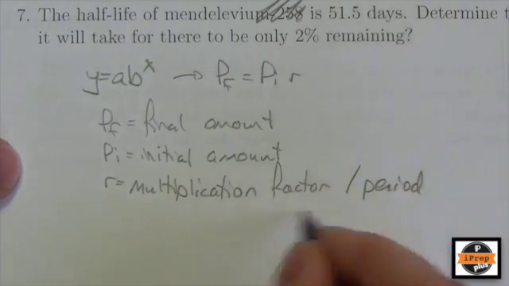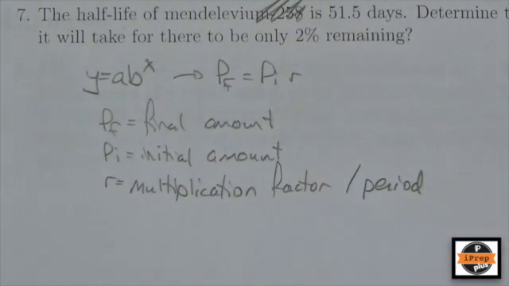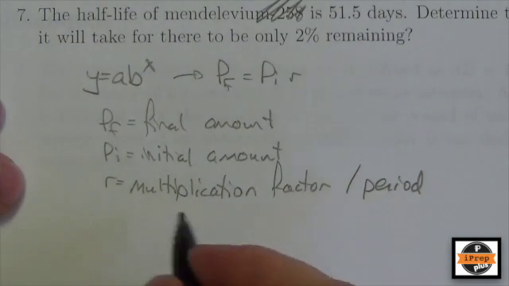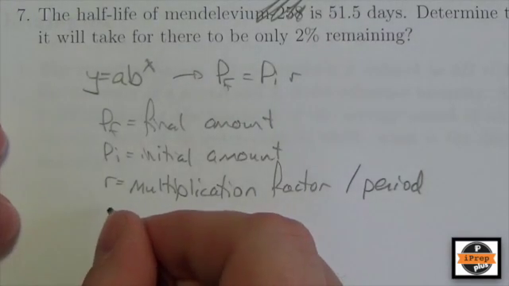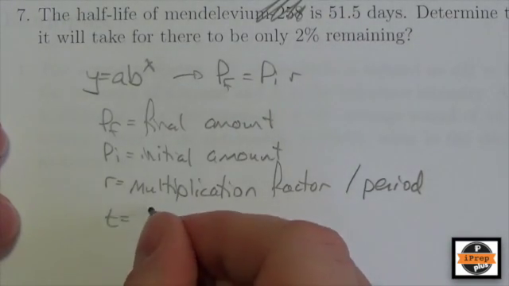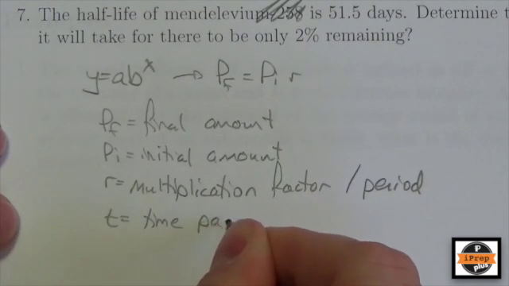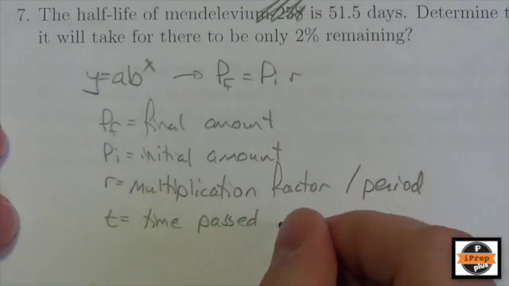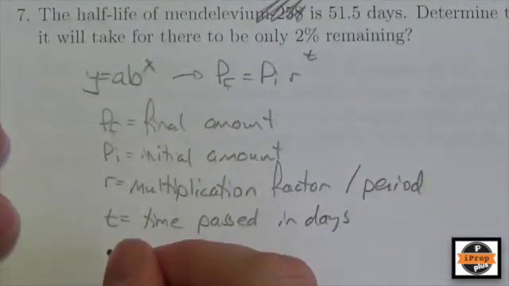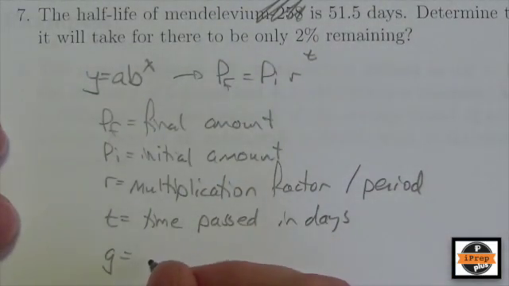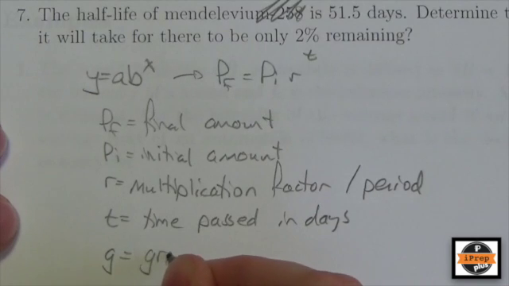And this is the part that we got to keep looking at here. Just like that compound interest equation, this is per period. So my exponent should then reflect the number of periods that have gone by. So we'll let t be the time passed. Okay, and this will be in days. So to the t, and then I'll put that g in here for our growth period.